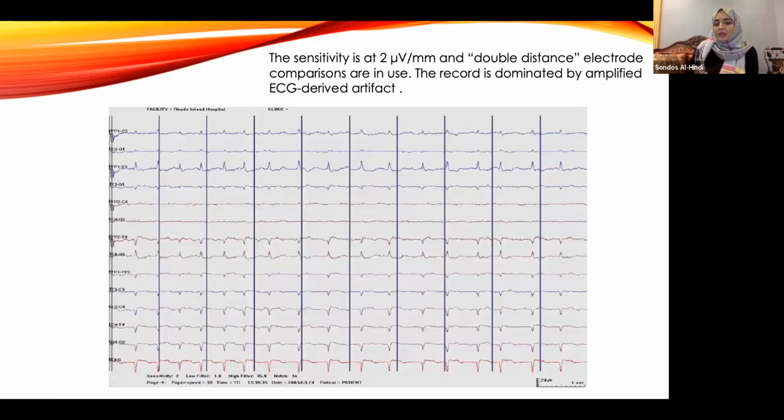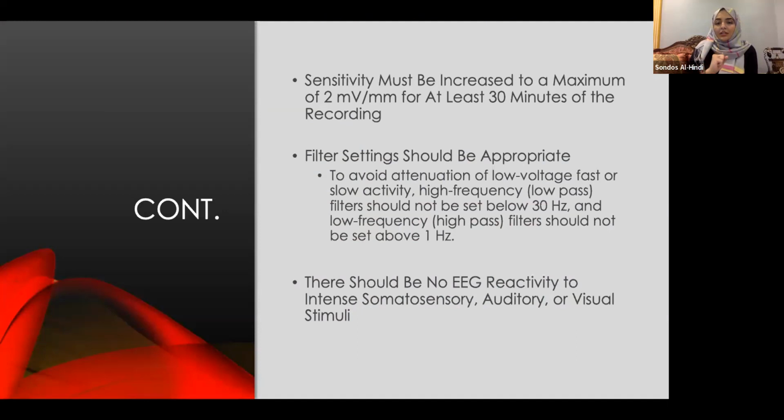All right, this is what I would call a textbook example of a brain death recording, where you have a double distance montage. The sensitivity is at 2 microvolts, and you are not able to see any underlying cerebral activity. This is electrocerebral inactivity, basically what was defined previously as a flat EEG. All we're seeing is an EKG artifact.